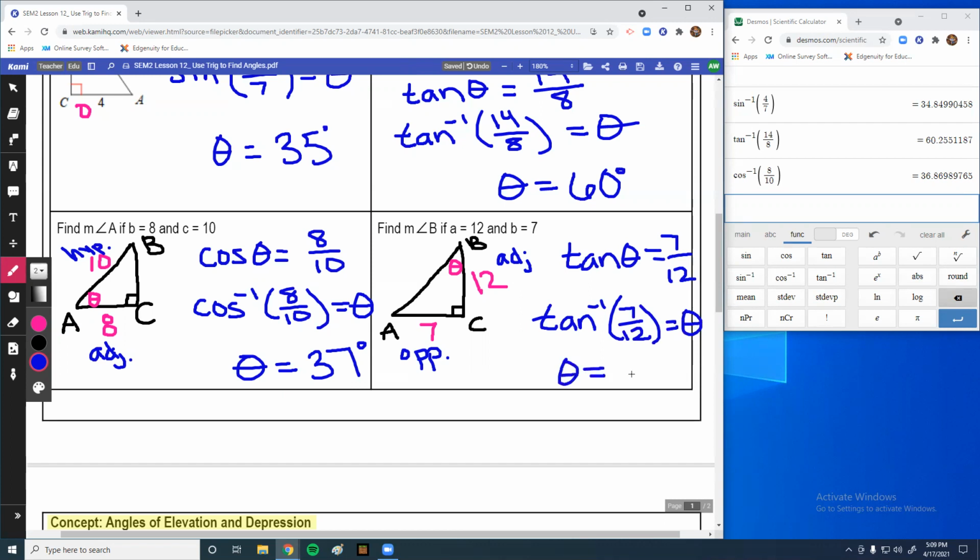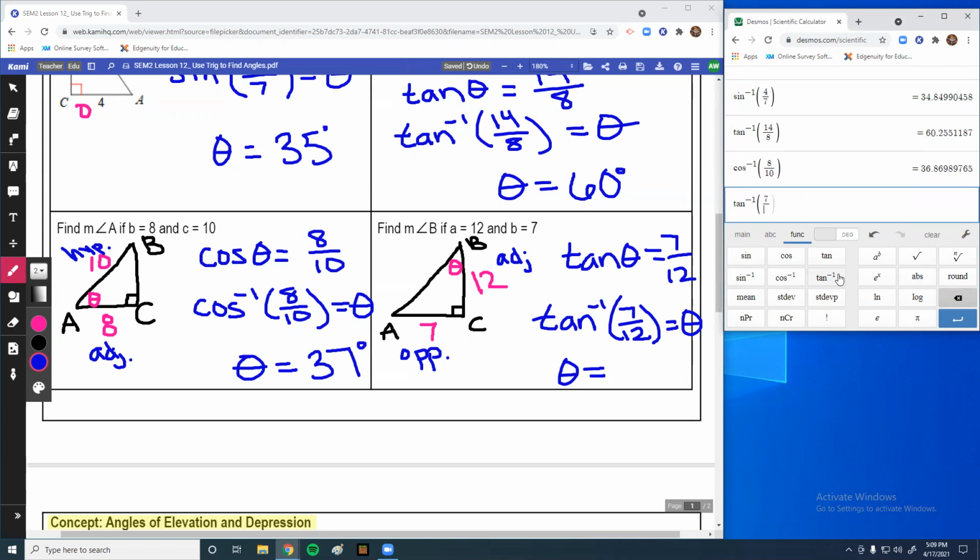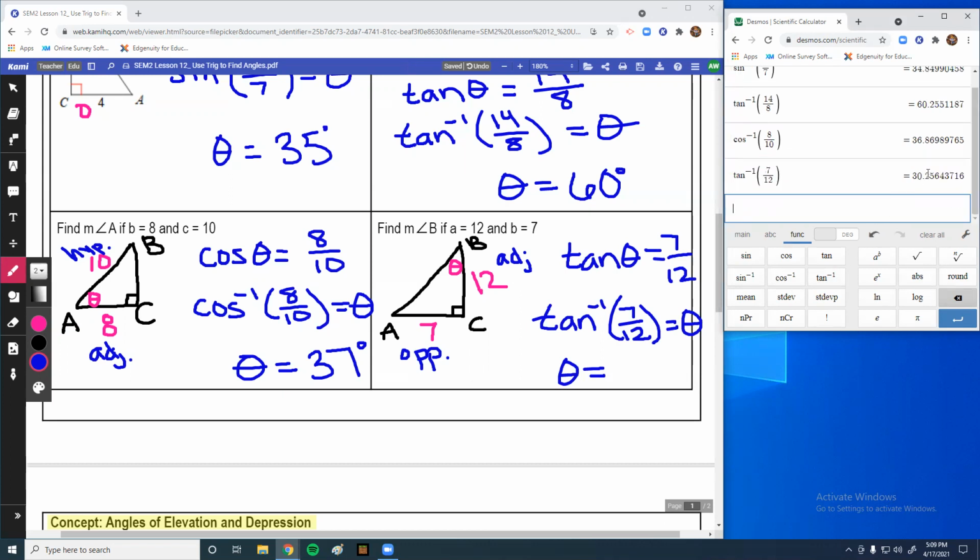And theta is equal to, come over here to our calculator, 7/12, 30.2. So theta is equal to 30 degrees. And there you have it. Basic solving for an angle.